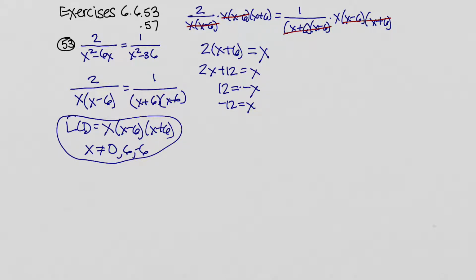So I think I've got a solution, but I need to check, right? We need to check this. Is it excluded? So let's go all the way back over here. Here's our excluded values, 0, 6, and negative 6. We're getting negative 12. So this is not excluded. So now we can claim that x is negative 12, that negative 12 is the solution to this equation.